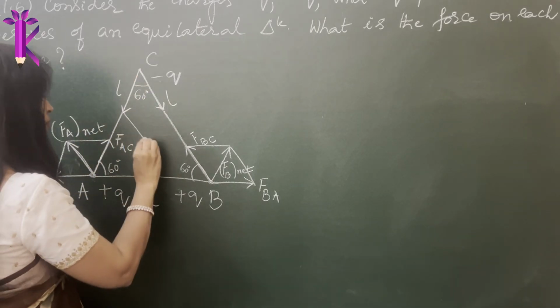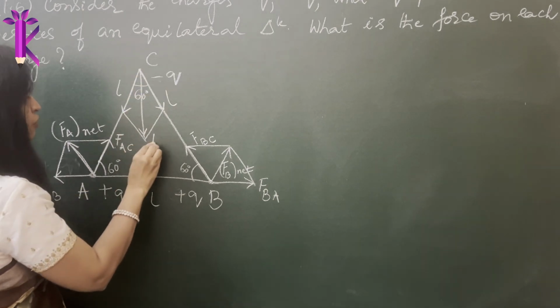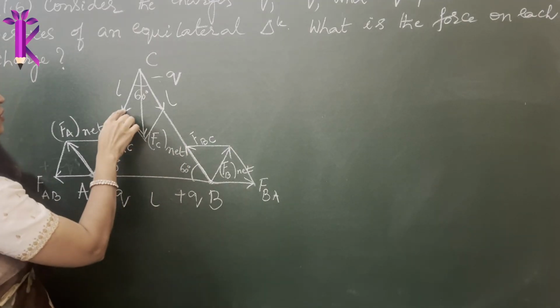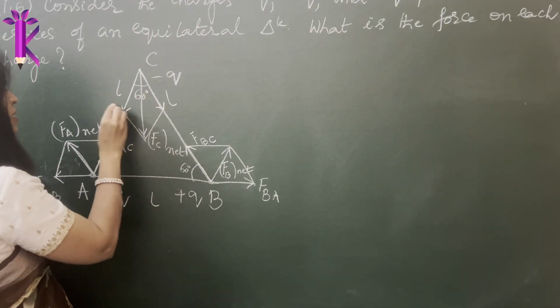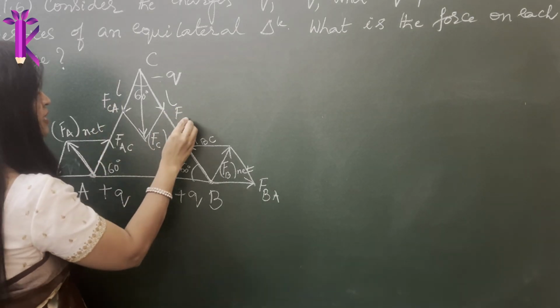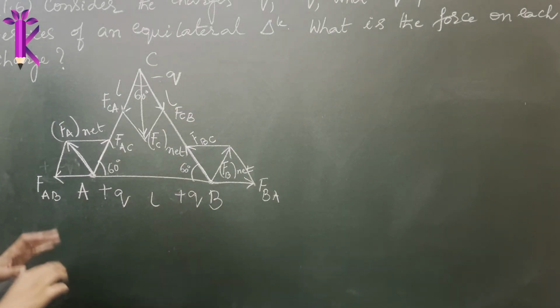Even here you have to complete the parallelogram. So therefore, this is the net force experienced by C due to A and B. So what is this? It is the force experienced by C due to A. This is the force experienced by C due to B. Okay. Now let's write the formula.